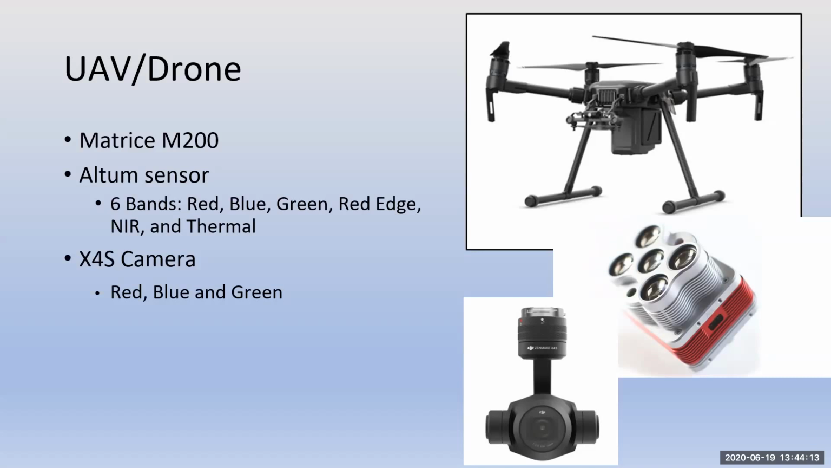We also have an X4S camera. It's probably one of the best cameras out there that they had for our current system, and it was very reasonable cost. The Ultim sensor was about $12,000, and that has a lot of features to that, and the county's made a lot of investment. The X4S camera was about $500, and the drone itself was about $4,000.